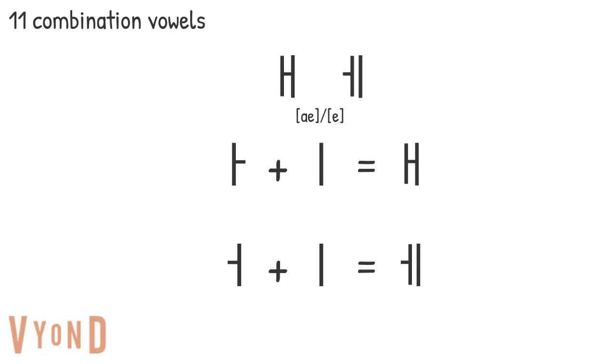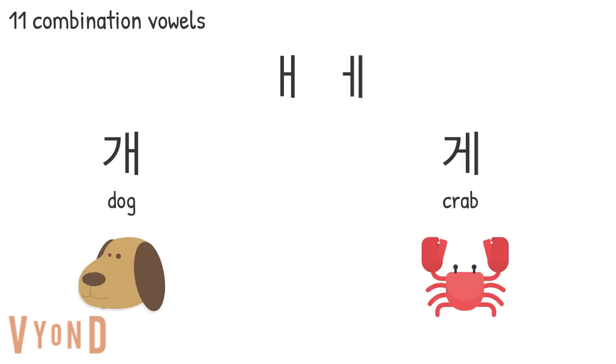But if you are curious, for ae, your mouth would be more round and your tongue will be at the bottom. And for e, your lips probably would be more flattened and your tongue will be moving upward a little bit. Let's practice. Ae, ae, ae, e, e, e.